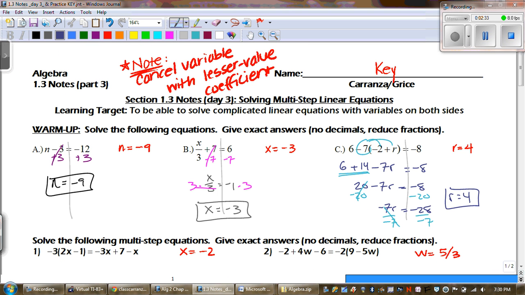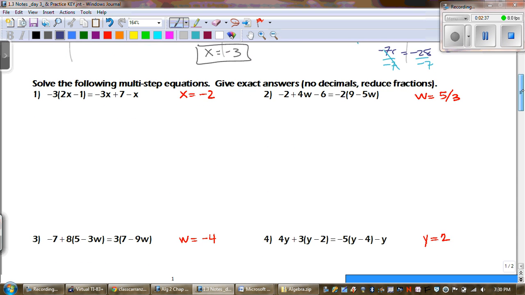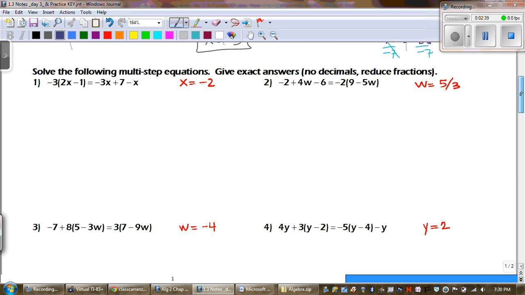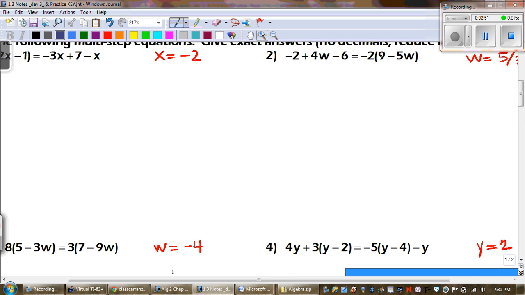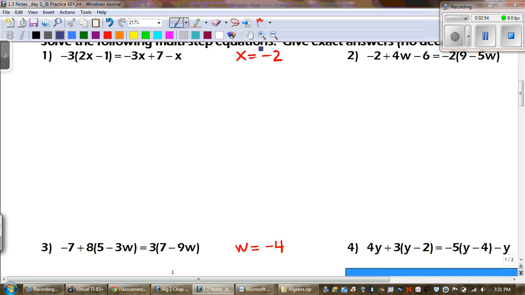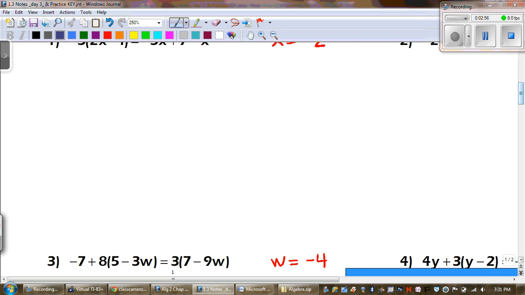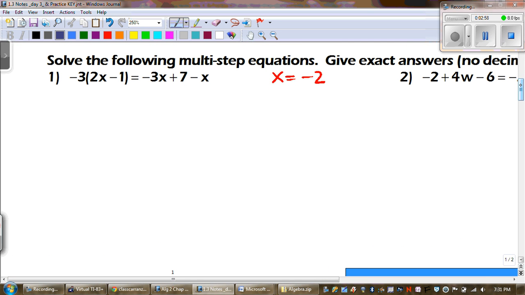Okay, how'd you guys do? All right, well, hopefully you did well. If not, that's why we go over this stuff. Now, solve the following multi-step equations, give exact answers, no decimals, and reduce fractions. On the side you can tell that I've given some of the answers for those of you who feel like you can do this on your own. Otherwise, we are going to go through each one of these individually.